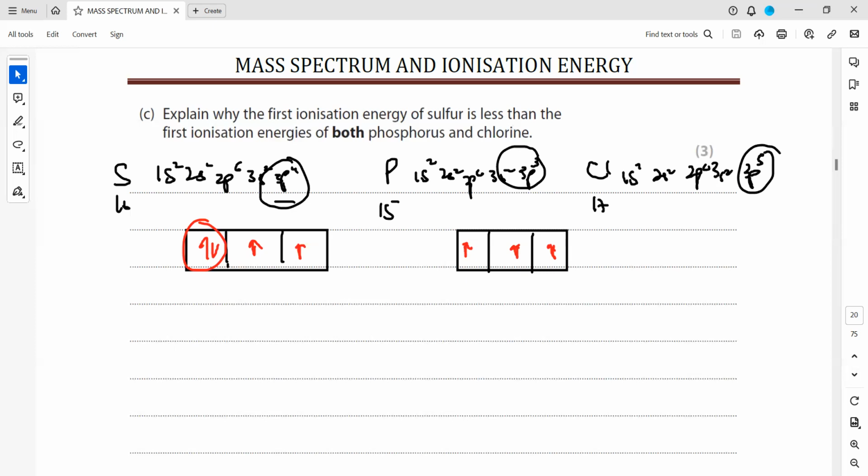So in all these cases, we are removing the electron from the same shell. But why does phosphorus have a greater ionization energy than sulfur? Because in sulfur, there's a pair of electrons, so they have more repulsion. So first, what is common? We are removing the electron from the same shell for all of them.